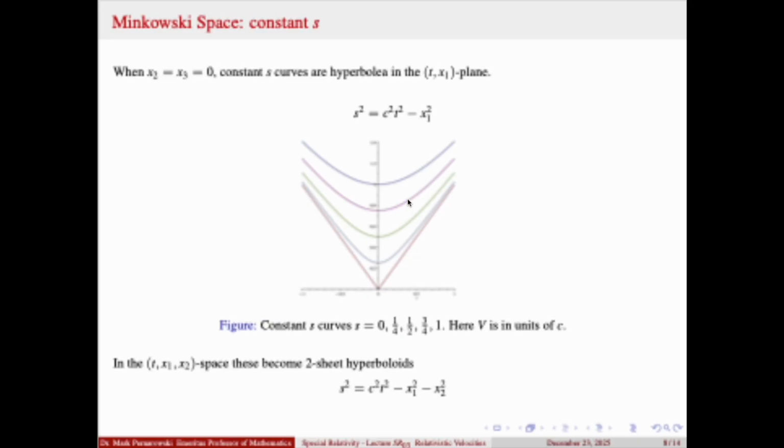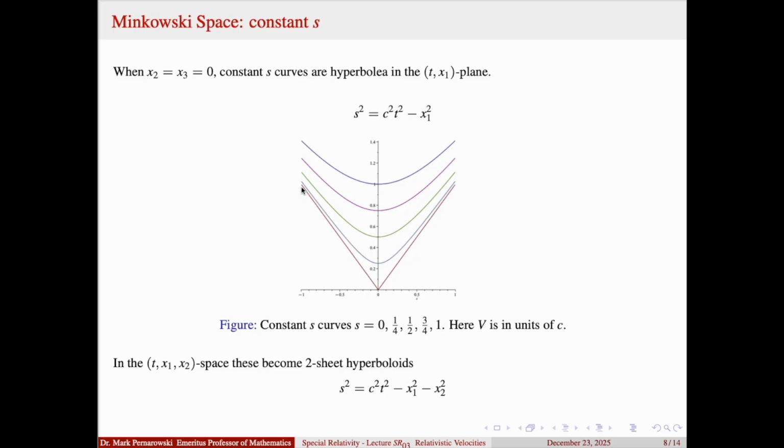And to show you this more clearly, let's just say I set the coordinates x2 and x3 equal to 0. What do these constant S curves look like? Well, they're hyperbolas. You have S squared is c squared t squared minus x1 squared, so the equation in the xt plane is a hyperbola. If I set S equal to 1, I get one of these hyperbolas. If I set S equal to 2, I get a different hyperbola. So there's a family of hyperbolas on which S is constant.